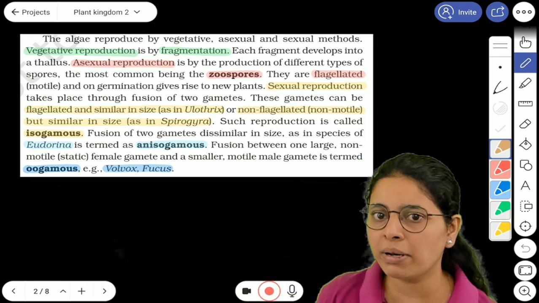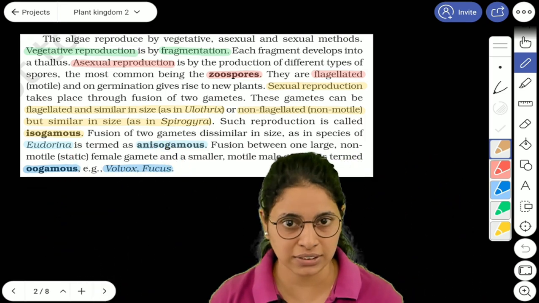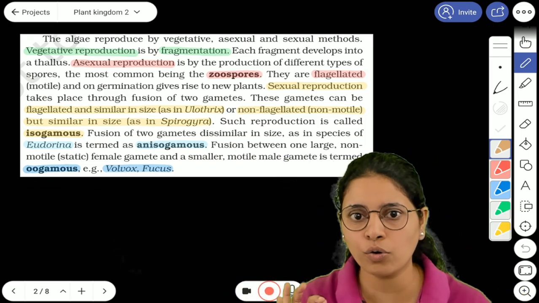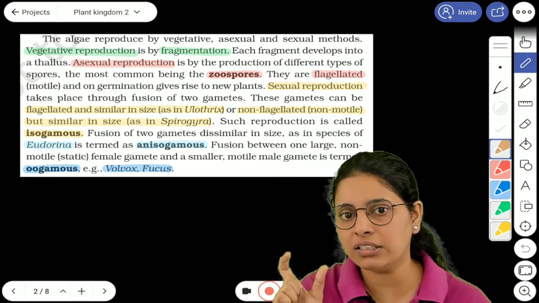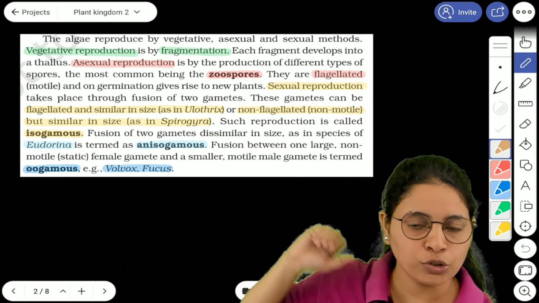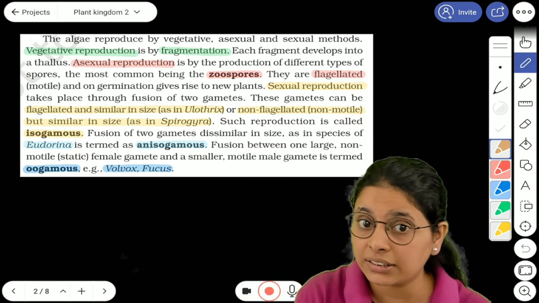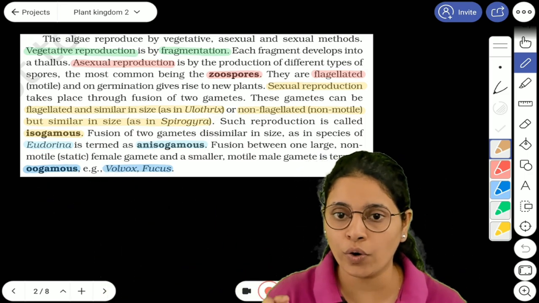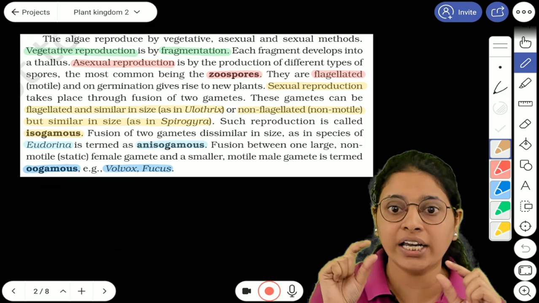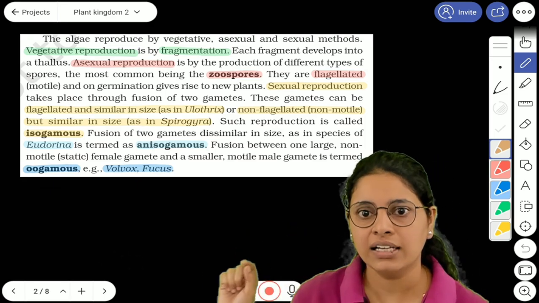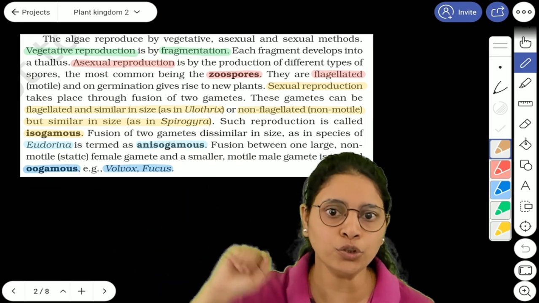Very easy to remember. Isogamous. See, gamy means there is fusion. Remember, wherever you see the term gamy or gamo, it means fusion is happening. So obviously, in sexual reproduction there will be fusion of gametes. Next, iso means same, right? So if the two gametes involved in fertilization are similar in size, then the reproduction is isogamous.